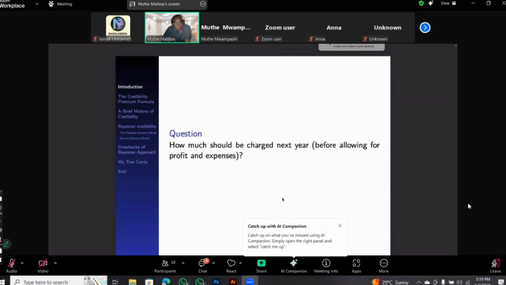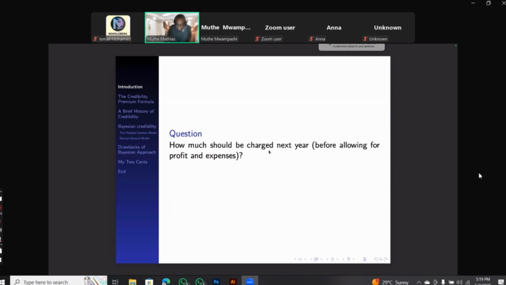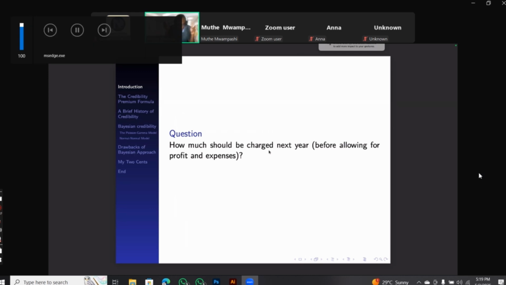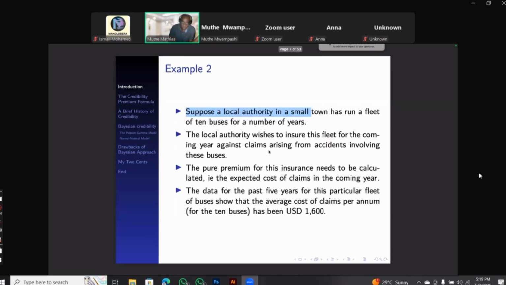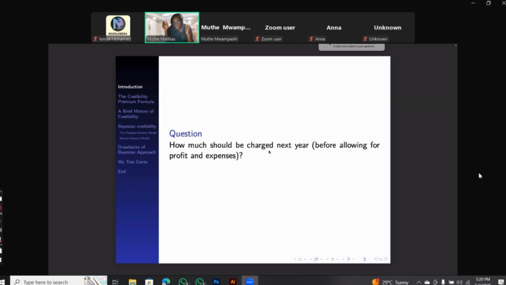So the question is, how much should we charge next year before allowing for profit and expenses, right? Just estimate the expected cost of claims. That is what this question asks. And again, I think we have seen that we don't know the answer in this case. We can say, let us opt for the data from the company itself, or in this case, from the authority itself. Or we can say, let us opt for the data from the industry, maybe, right?